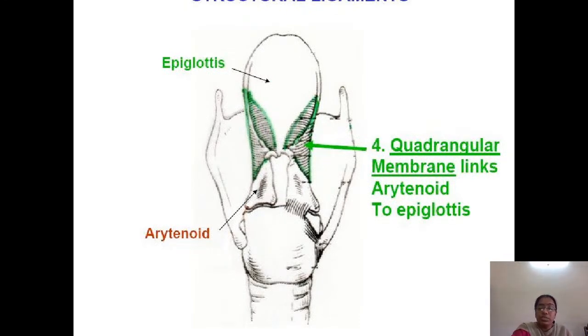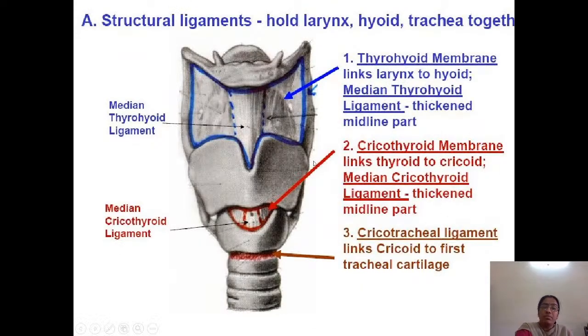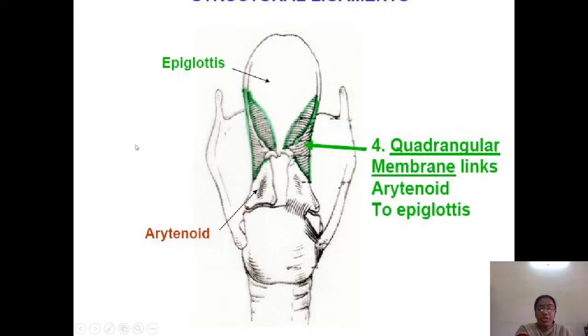Behind, posteriorly. What you have seen anteriorly is the thyroid membrane, the cricothyroid membrane, and then you can also see the median cricothyroid ligament along with the cricotracheal ligament and median thyroid ligament. When you go to the posterior side, behind, there is a ligament, a membrane there, which is called the quadrangular membrane.